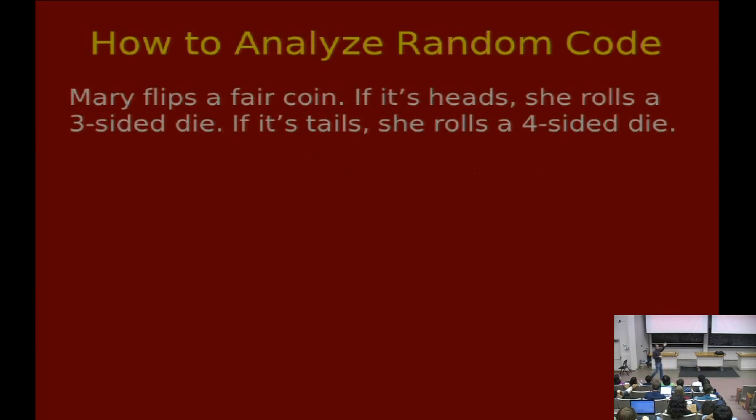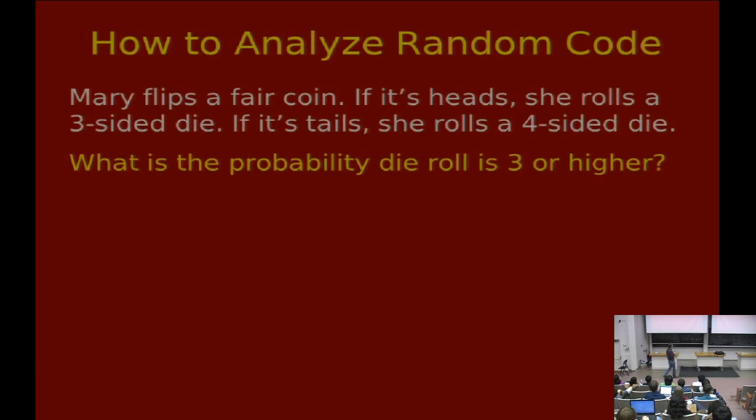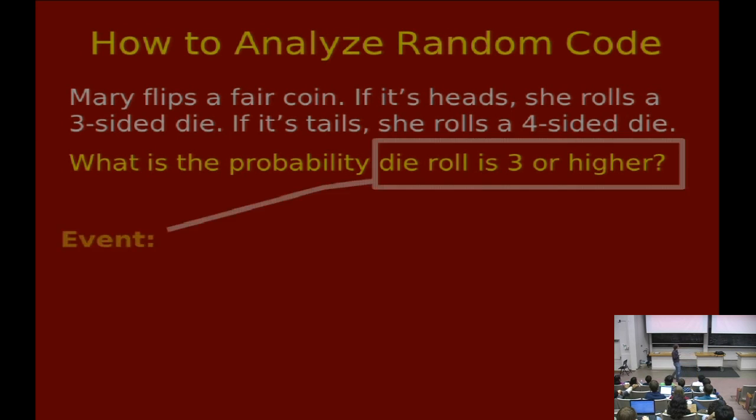So far we just sort of set up the problem. So now you might get a question about the scenario, such as, what is the probability that the die roll is 3 or higher? These are all sort of trivial questions, but I want to make sure we're on the same page.